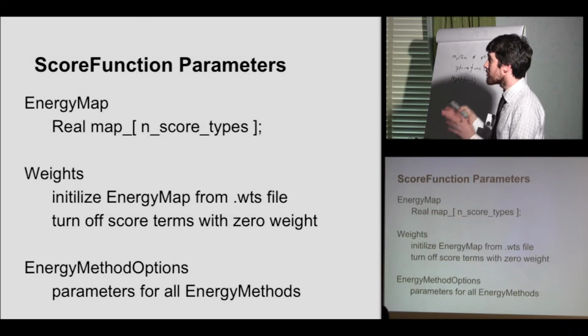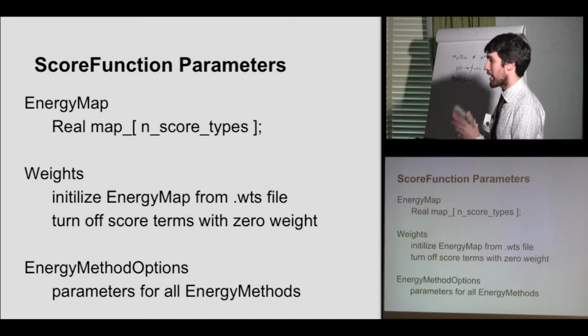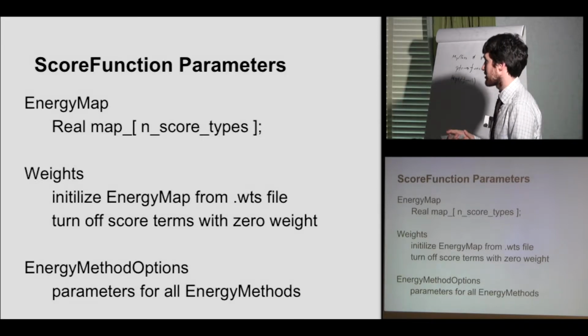A score function, an energy map, is a fixed length vector where the parameters are score types. There's an enum of score types that are defined, and each energy method is responsible for a certain set of score types. The hydrogen bond, for instance, has a few score types associated with it, and it has different slots in the energy map. So this is like an n-dimensional vector, and the weights are going to be an n-dimensional vector, and to score it, you take the dot product between the two n-dimensional vectors.